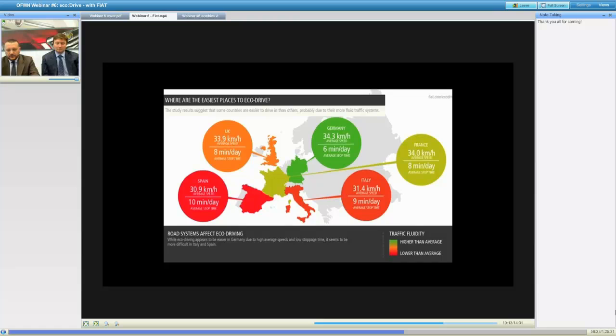Then we have Germany, where the stopping time is even less than the UK. It's just around 6 minutes a day, and the average speed is 34.3 kilometers per hour. Then in the middle we have France with 34 kilometers per hour in average speed and 8 minutes a day of stopping time. And as we saw, Southern Europe, Spain and Italy, are the worst places for eco-driving because of stopping time, 9 and 10 minutes a day, and because average speed is lower than other countries.